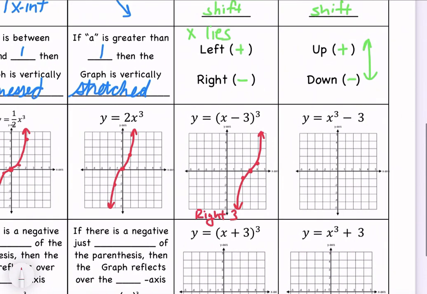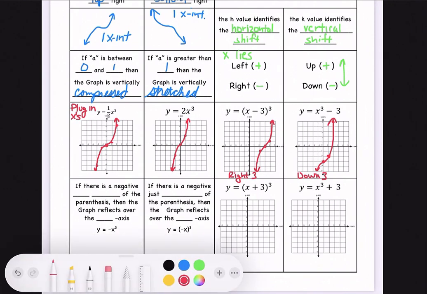When you move down 3, like this one is, I start at 0, -3. When I move to 1, 1 minus 3 is -2. When I plug in 2, 8 minus 3 is 5. So you can see it goes up to that point, and then it quickly goes down.